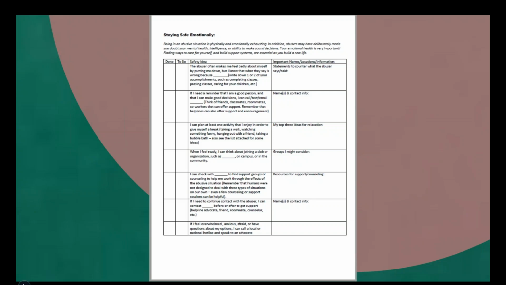So I think this safety idea kind of helps the survivor put into perspective those people. They can even jot their information down in the important names and locations box next to that safety idea. A list of names and telephone numbers that may be people that they can contact when they need support, or when they realize that they're in a situation where it's dangerous, people that they can call.